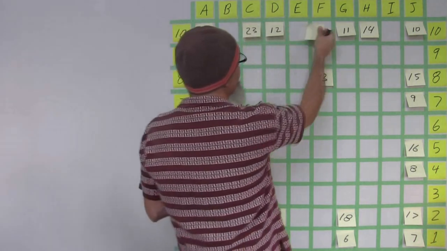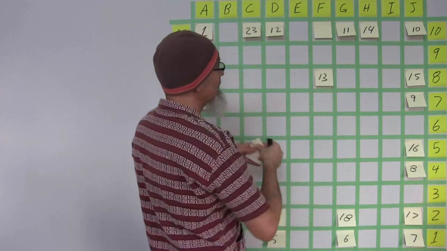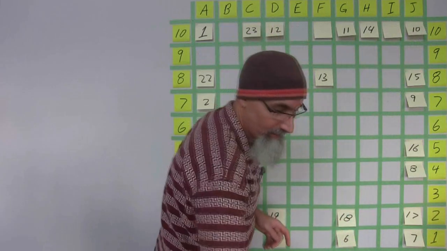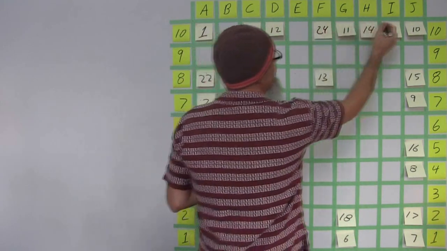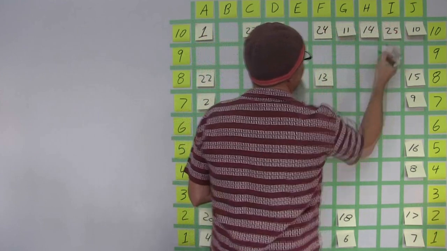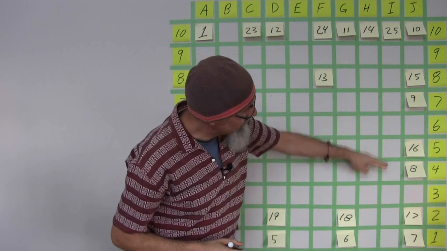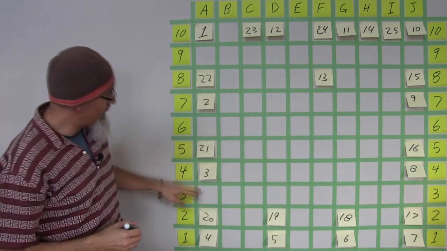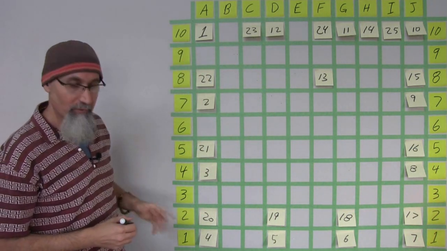23, 24, 25, right? So 24, 25, 26, 27, 28, 29, 30, 31, 32, 33. Nice. We'll take care of this row. Right. So let's do this.